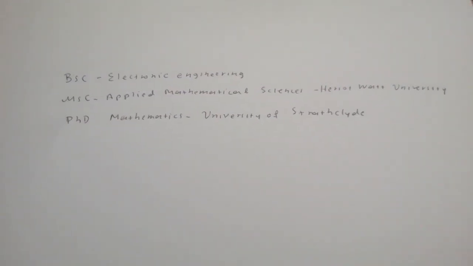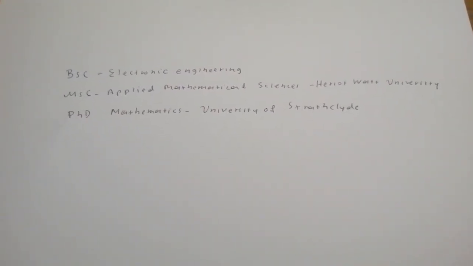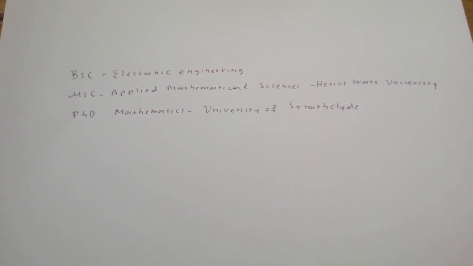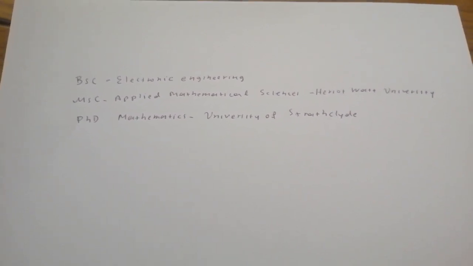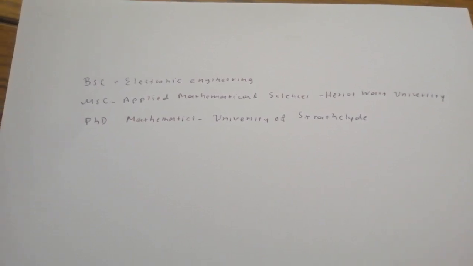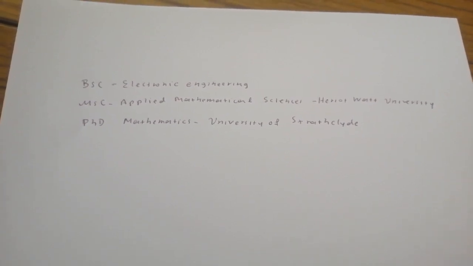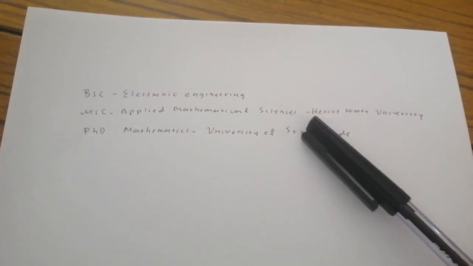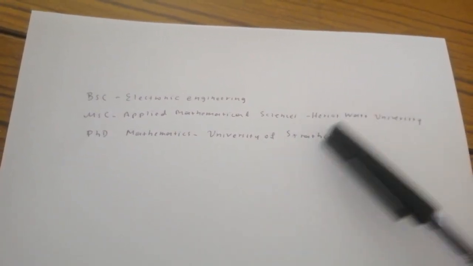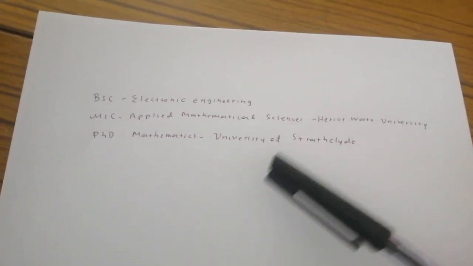In this video I would like to give a brief background about myself. Firstly, I studied electronic engineering. I did my undergraduate degree in electronic engineering, and then I completed my master's degree in applied mathematical sciences. I went to Scotland and I graduated from Heriot-Watt University with merit.